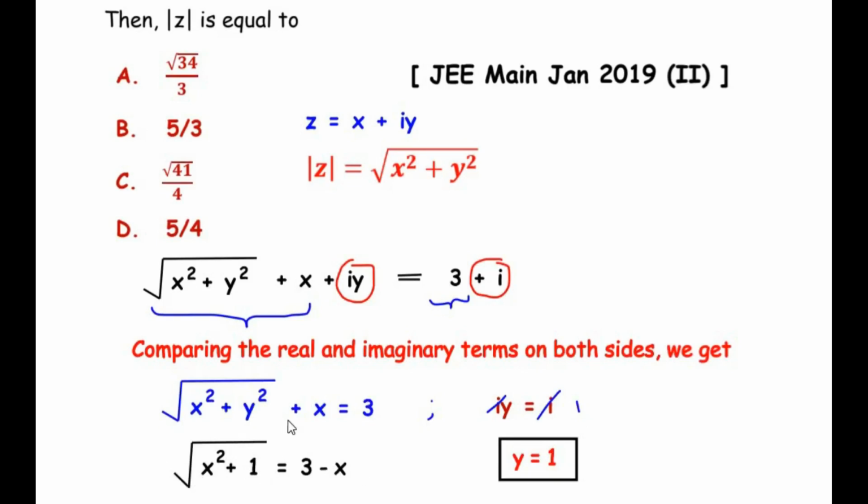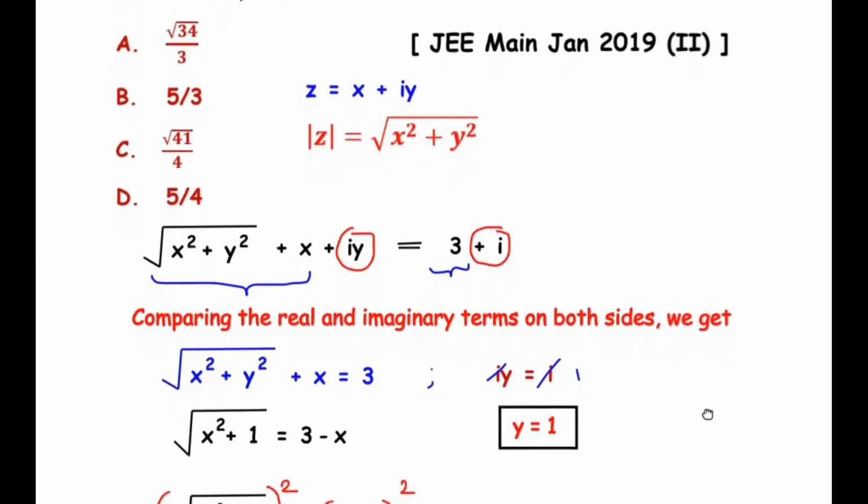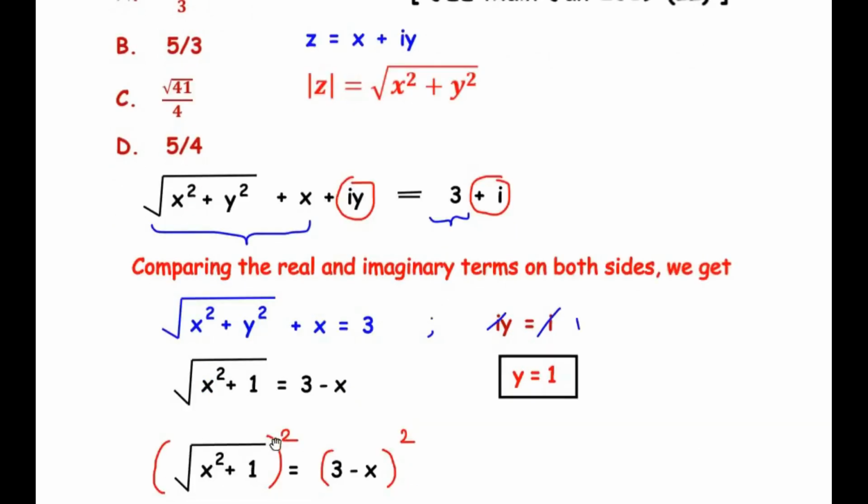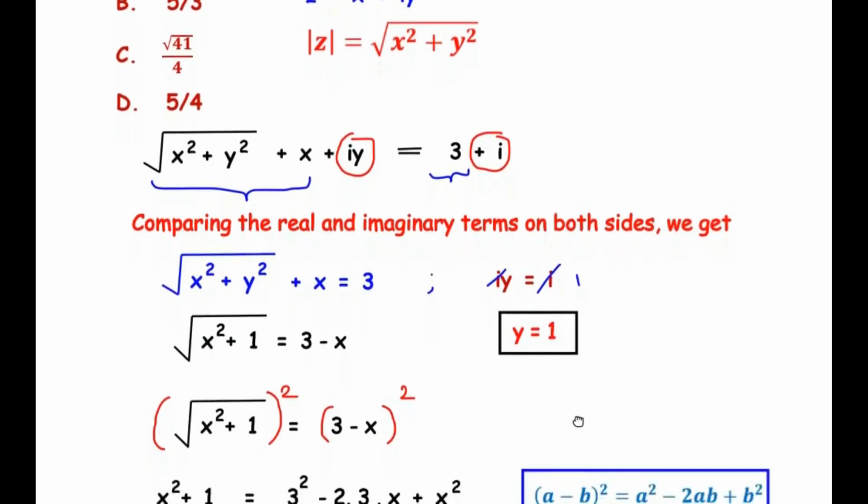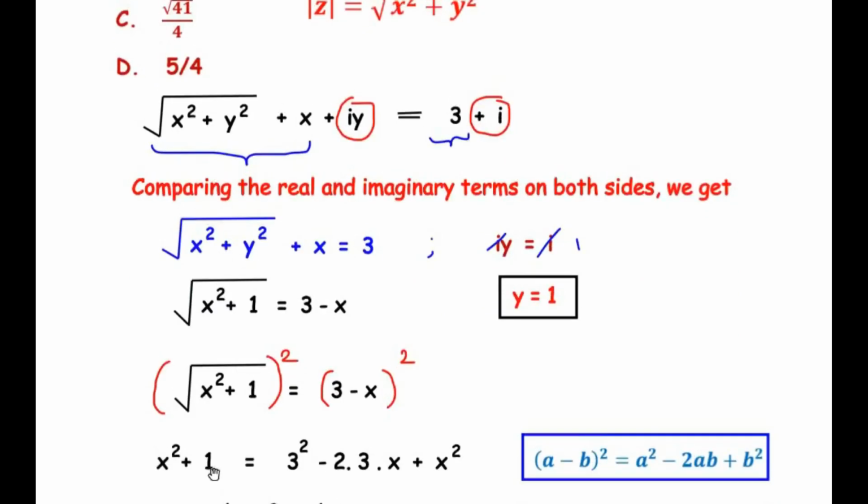Now let us square both the sides of the equal to sign. So we have here square root of x square plus 1 the whole square is equal to 3 minus x the whole square. Now square of the square root disappears. So on the left hand side we have x square plus 1 is equal to. Now the right hand side follows the algebraic identity a minus b the whole square is equal to a square minus 2ab plus b square. So here a represents 3 and b represents x. So expanding it using this formula we get 3 square minus 2 times 3 times x plus x square.